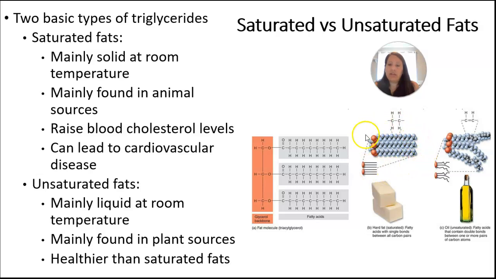Okay, and when you see that, all single bonds, you get a really linear, really straight chain, which causes these chains to kind of compact, to stack upon one another. And that gives saturated fats, they are going to be solids at room temperature. So a great example here is butter. We've all seen that, right? So at room temperature, butter is hard. It's going to be a solid structure, and that's because it's made up of saturated fats, saturated triglycerides.